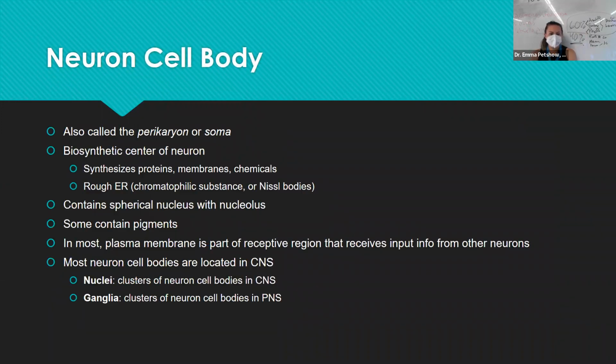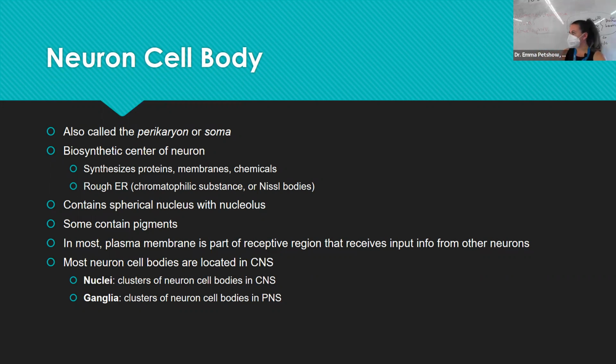So the neuron cell body, you often refer to it as the soma. That might be a way that they talk about it on your test. It's the biosynthetic center of your neuron. It's going to be the thing that synthesizes stuff: proteins, membranes, chemicals. It does have a rough endoplasmic reticulum. It's going to contain a spherical nucleus with a nucleolus. It has some pigments potentially. And in most neuron cell bodies, it's going to have a plasma membrane that's part of its receptive region that receives input from other neurons. A big part of neurons is they communicate with other cells, right? That's a big component of our neurons.